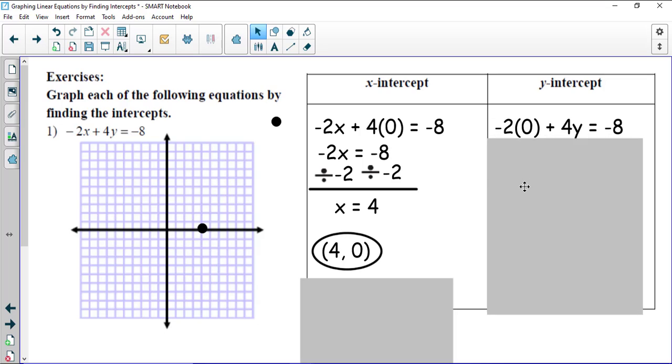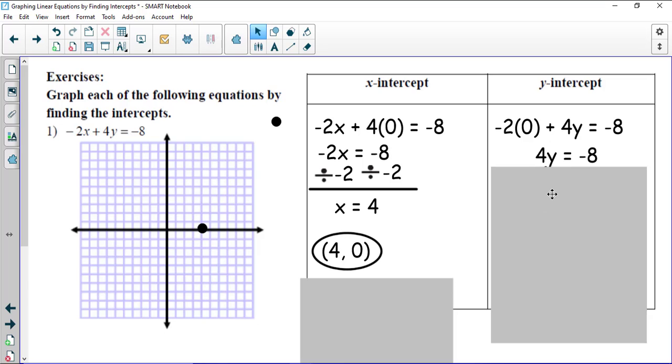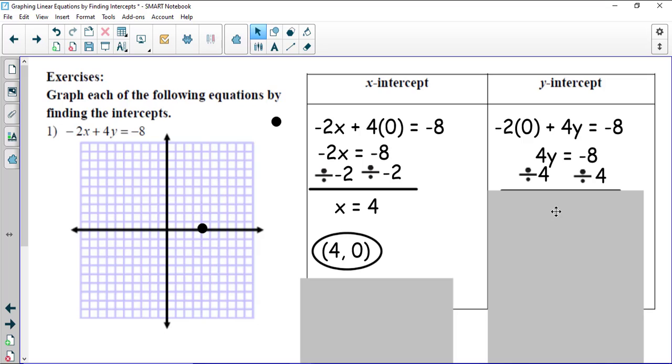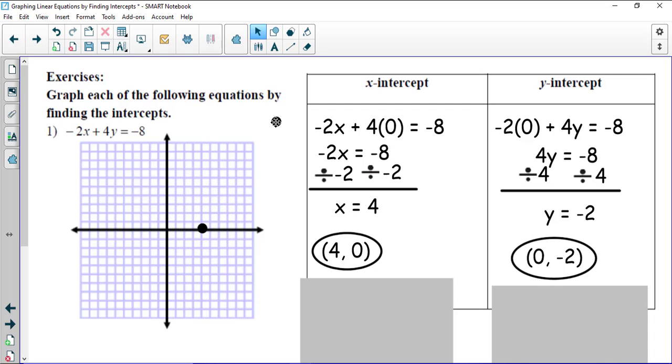For our y-intercept, we replace x with 0. So -2 times 0 is 0, plus 4y equals -8. So that's going to get us 4y equals -8. Divide both sides by 4, you're going to get y equals -2. So our y-intercept is going to be at 0, -2.